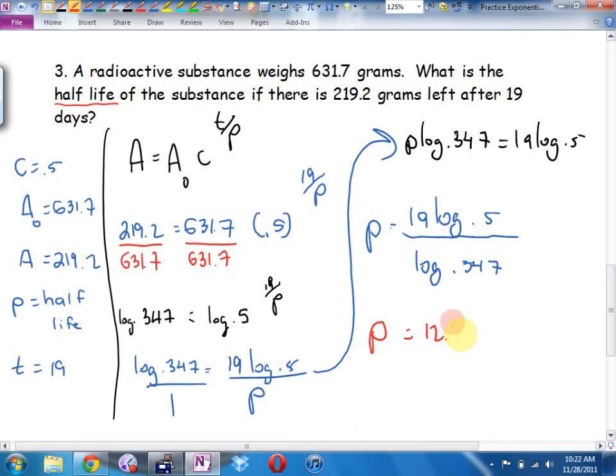Half-life. I almost guarantee, in fact, I will tell you, there's going to be a half-life question on your test. It's going to be probably two word problems, Roxanne. One of them is going to be a half-life. The other one probably going to be population. One more.